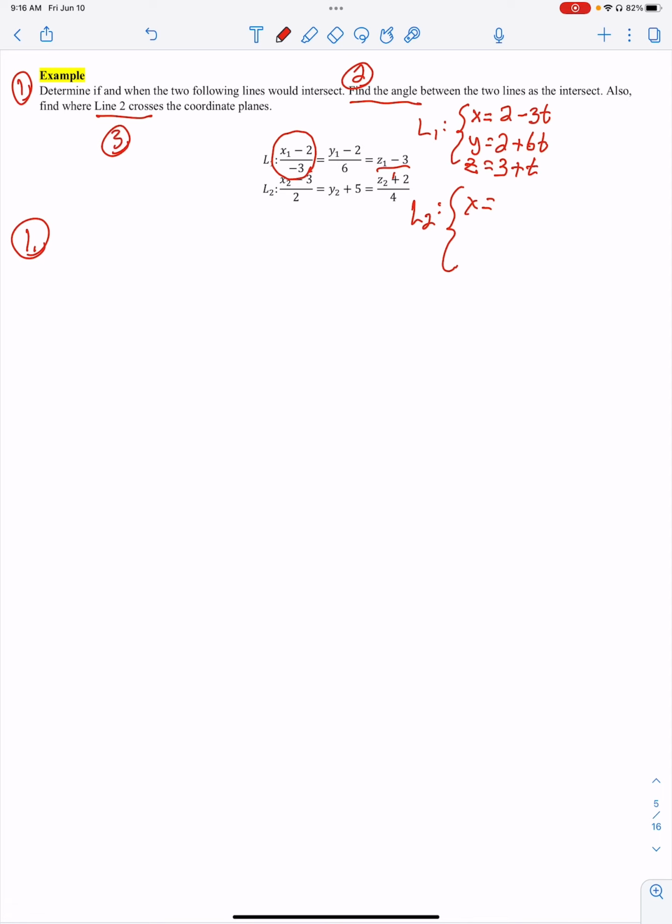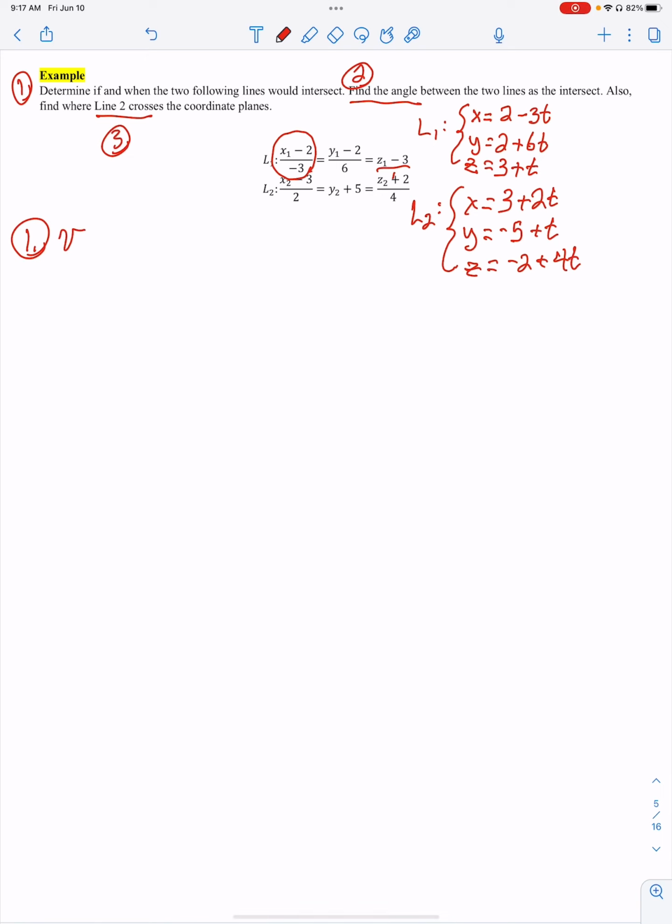L2: x equals 3 plus 2t. Y equals negative 5 plus t, you could put 1t. And then z is negative 2 plus 4t. Okay, so there are my 2 lines.